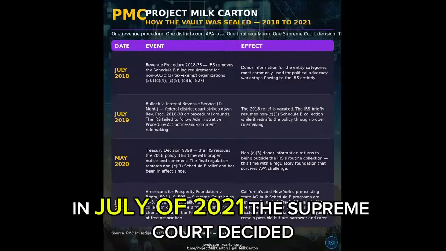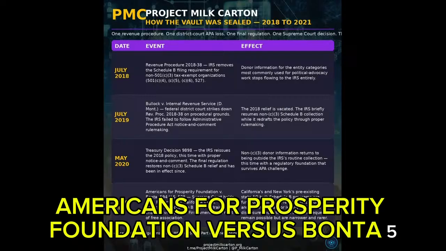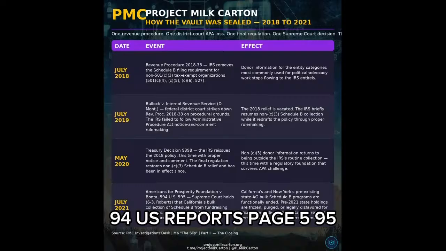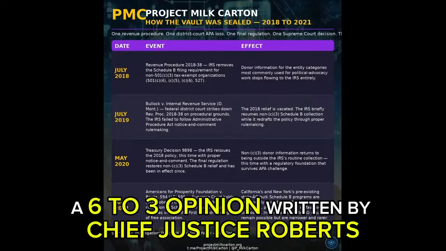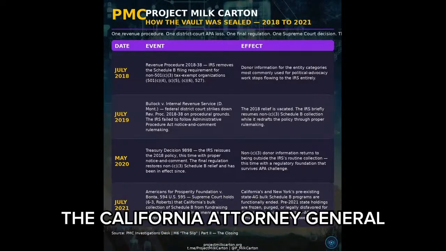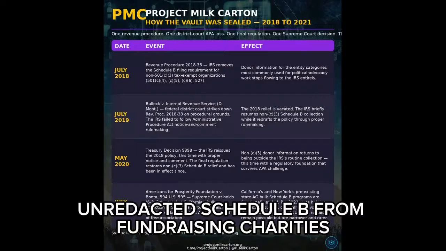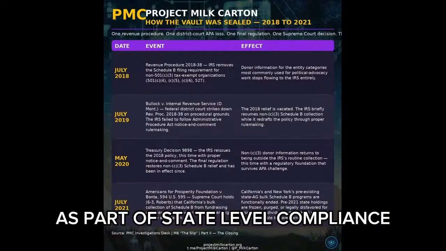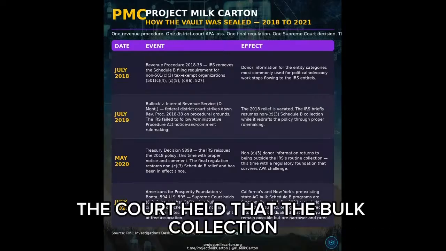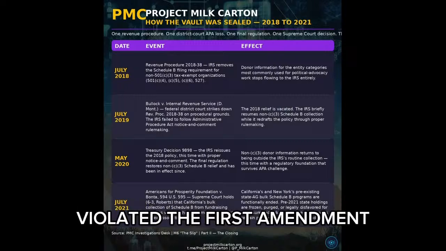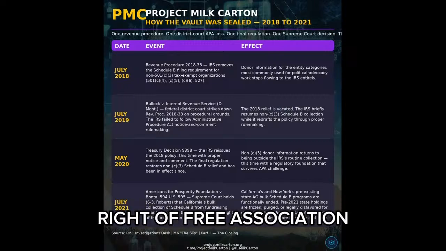Then, in July of 2021, the Supreme Court decided Americans for Prosperity Foundation versus Bonta. 594 U.S. Reports, page 595. A 6-3 opinion written by Chief Justice Roberts. The California Attorney General had been collecting unredacted Schedule B from fundraising charities as part of state-level compliance. The court held that the bulk collection violated the First Amendment right of free association.